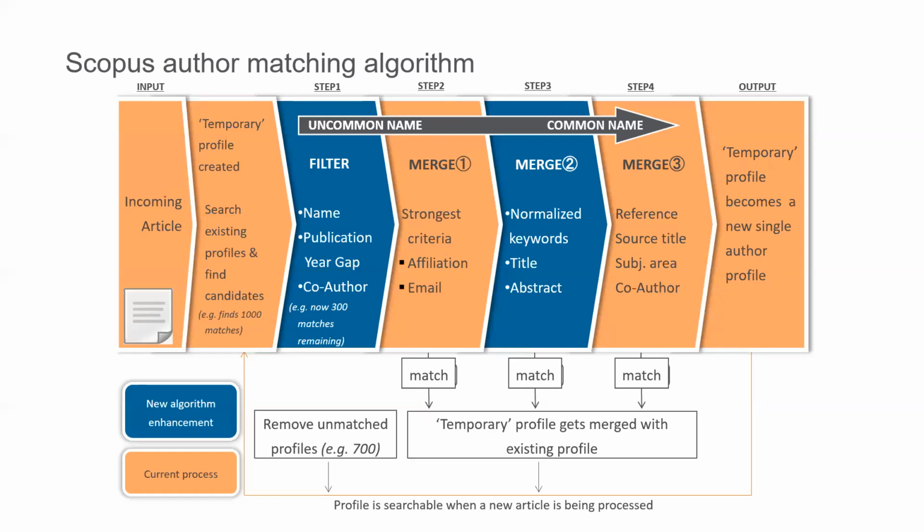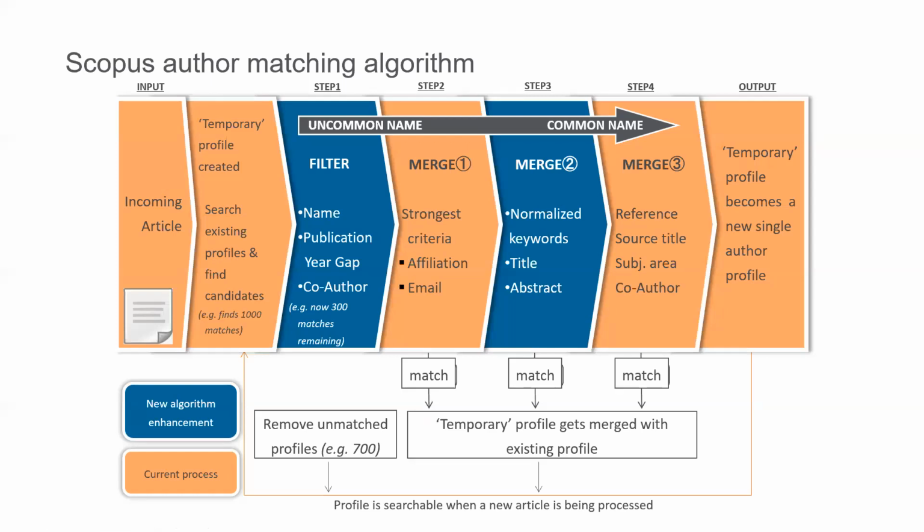And this matching is done by an algorithm. So for every incoming article, a temporary profile is created for the researcher, and then it tries to find who that researcher is based on the information in the document. It will use the name, the publication year, and the co-authors, and it will try to match with a profile. It will also look at the affiliation of the researcher, the email, and what keywords are being used, because researchers typically work within specific subject areas.